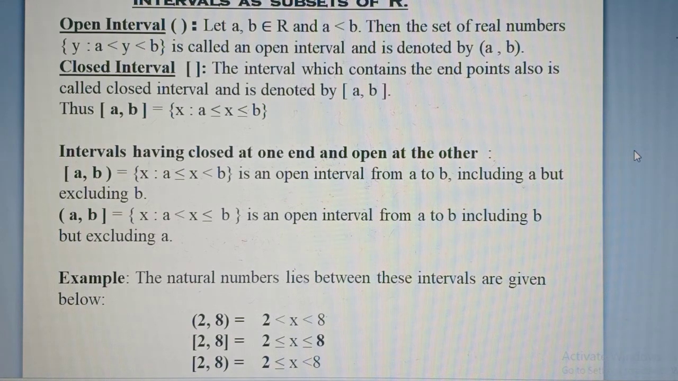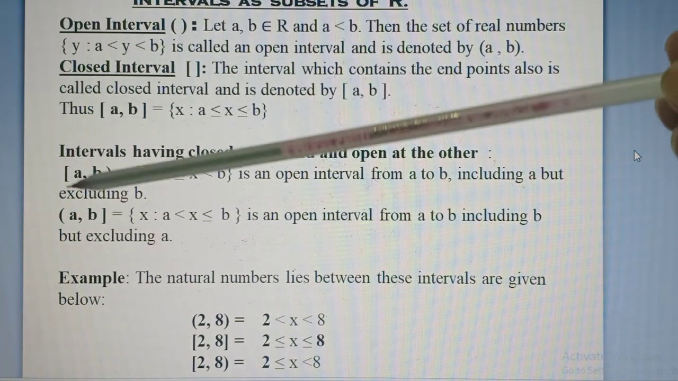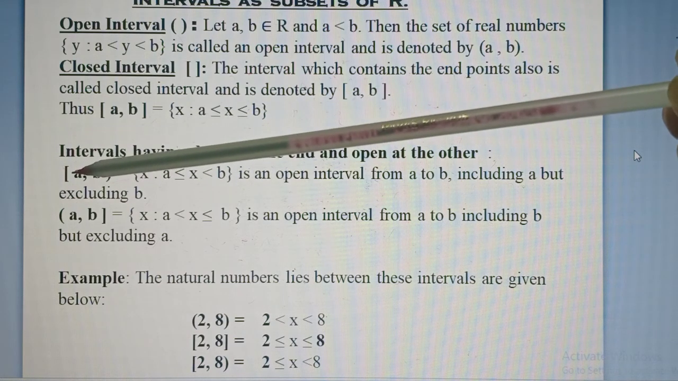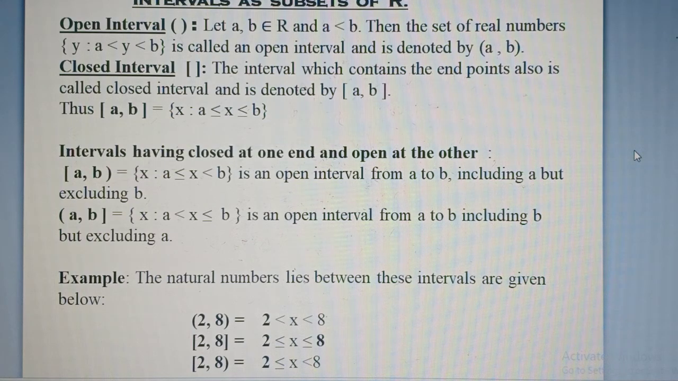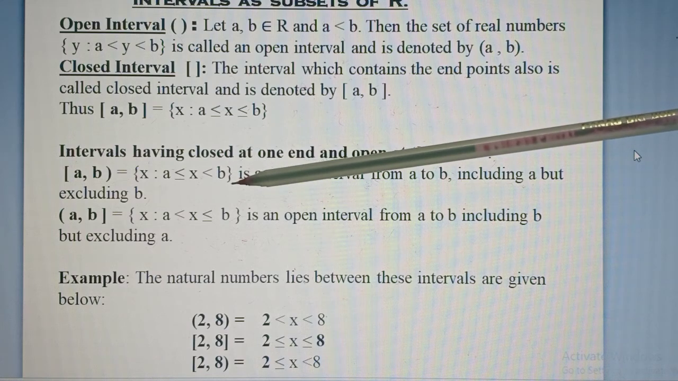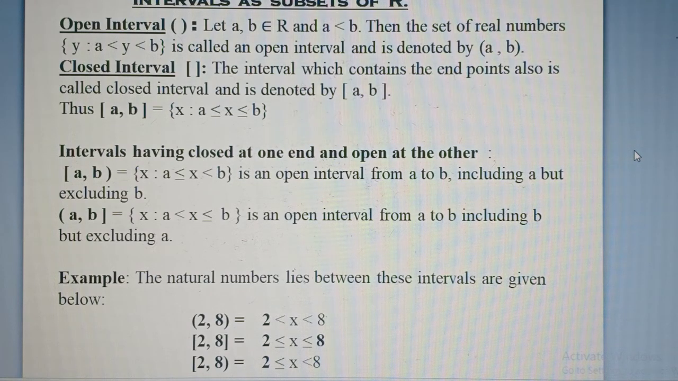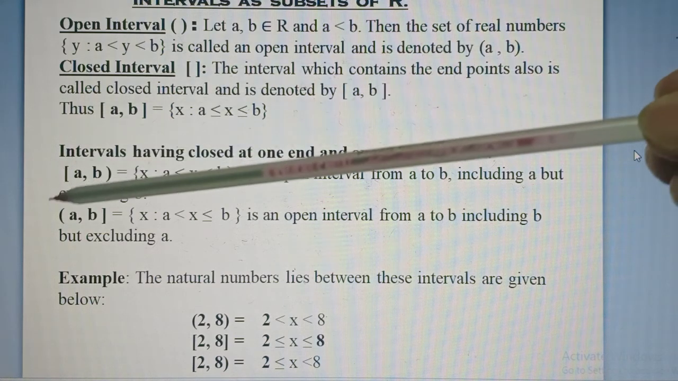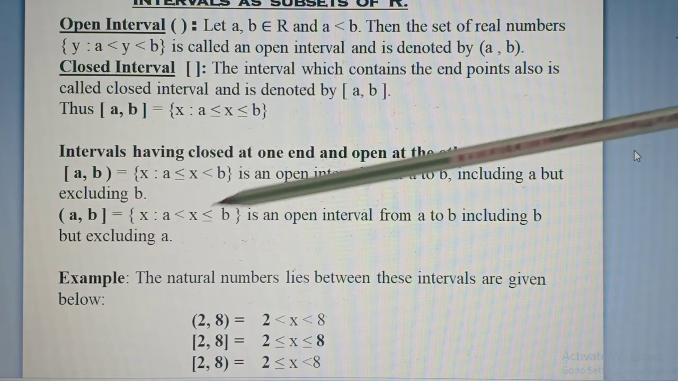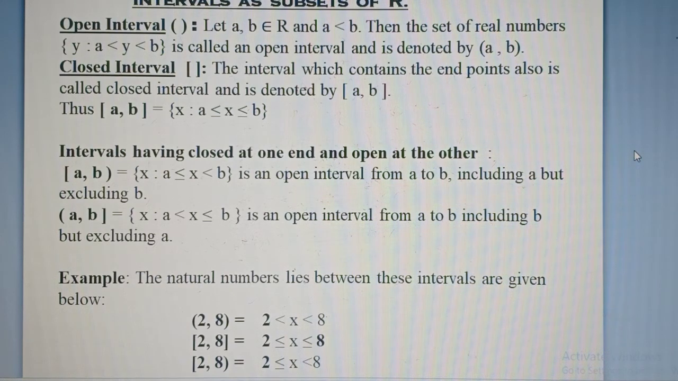Other intervals are also there, like left closed, right open. So it is an interval where a is closed and b is open. So x such that a less than or equal to x less than b. Okay students, so [a, b) is a half-open interval from a to b, including a but excluding b. Here, excluding a but including b, it can be written as x such that a less than x less than or equal to b, (a, b], a half-open interval from a to b, including b but excluding a.